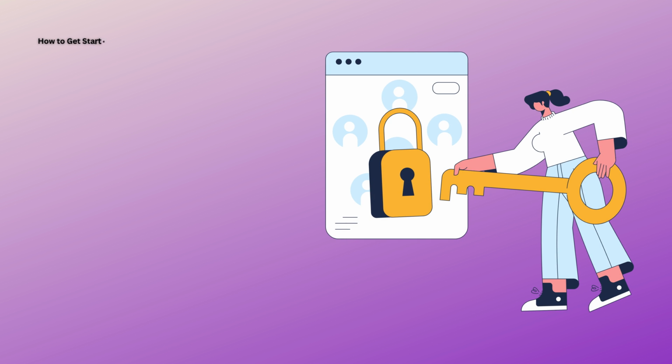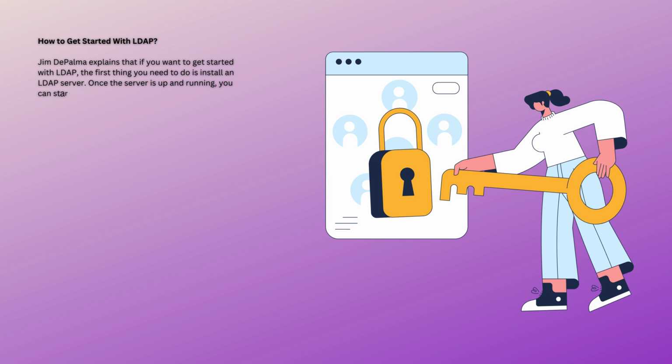How to get started with LDAP? Jim DePalma explains that if you want to get started with LDAP, the first thing you need to do is install an LDAP server. Once the server is up and running, you can start adding users to the database. You can either add users manually or use a script to automate the process. Once the users are added, you can start configuring the LDAP server to suit your needs.